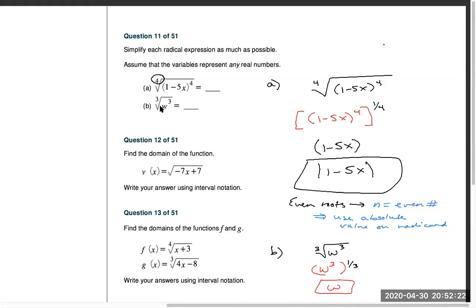If w is negative, you'll get a negative cube root. If w is positive, you get a positive cube root. Okay. Over here, one more time, if you have 1 minus 5x, and that turns negative, when you take the fourth power of it, it's going to be positive. So the fourth root is always going to be a positive number, hence why we have the absolute value.